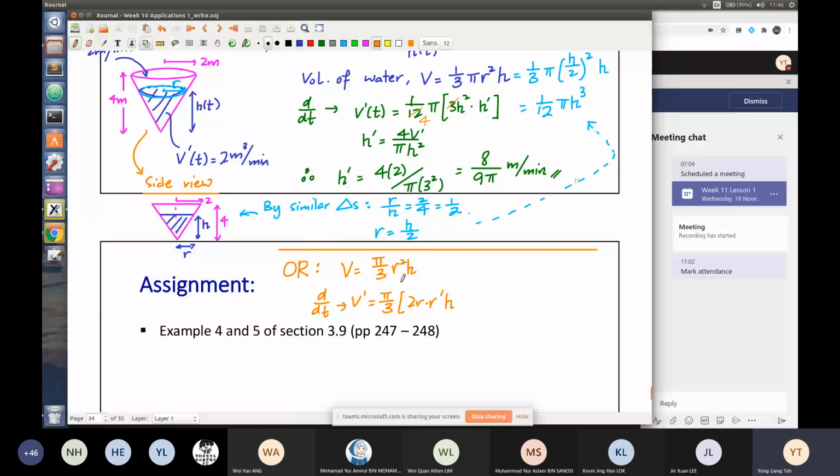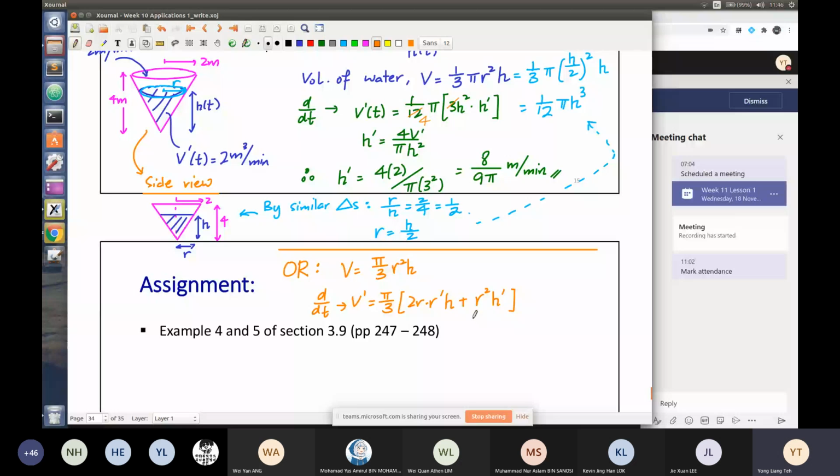So therefore 2r r prime times h, this h must be there, plus, now you keep the r squared and differentiate h, so it's just h prime. Of course this is just the product rule. You get a more complicated looking expression here, but you can still do it.